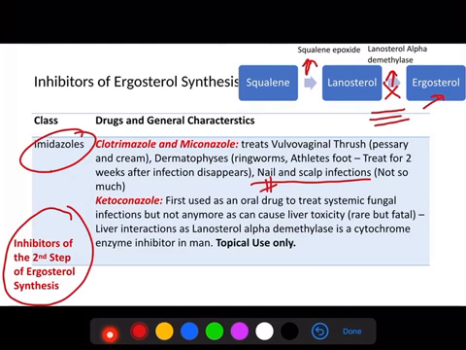This is because lanosterol alpha demethylase is an enzyme in humans as well. It is a liver cytochrome enzyme, and these enzymes are responsible for influencing various functions of the liver. So now, the new guidance suggests that ketoconazole should be used as a topical agent only, along with its counterparts clotrimazole and miconazole.